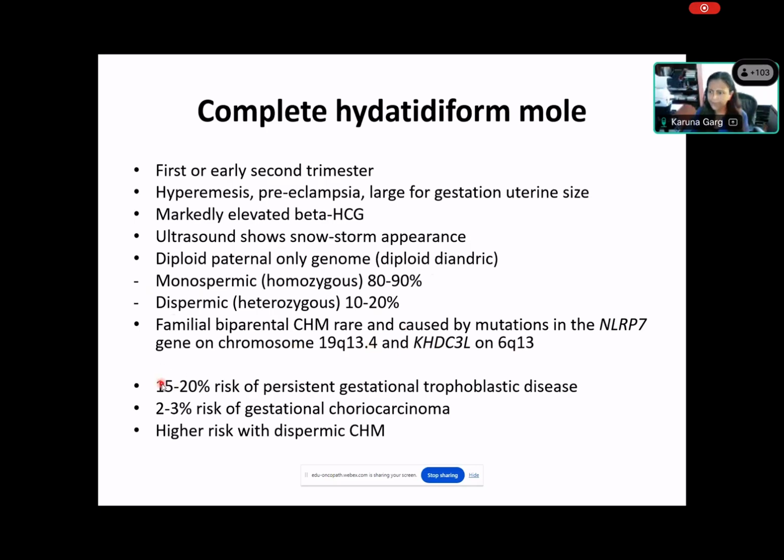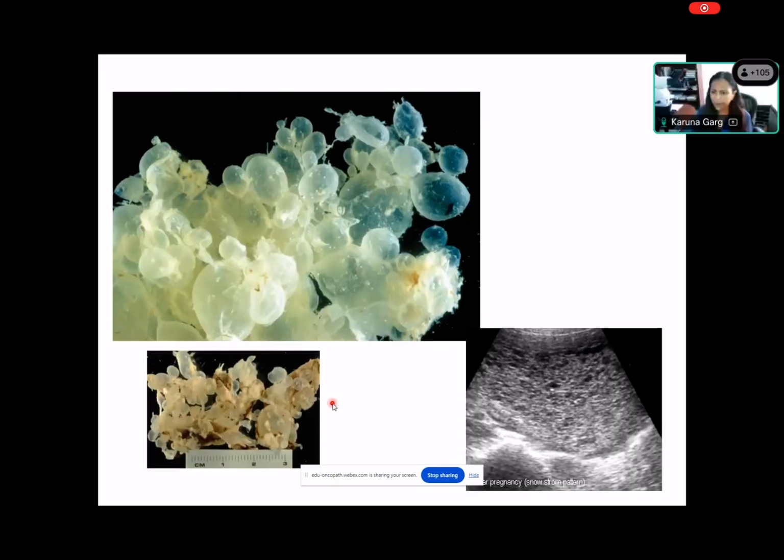The importance of recognizing a complete mole is that it does carry a risk of persistent gestational trophoblastic disease. It's actually pretty high. It's 15 to 20%. The risk for choriocarcinoma is 2 to 3%. And this risk seems to be higher in complete moles that are dispermic or heterozygous, so the minority of these cases. So this is, of course, characteristic gross appearance of a complete mole. We rarely see them like this anymore because most cases are now, at least in the US, detected at early stages. So it's rare to see this gross appearance. But if you do, then you can be fairly certain you're dealing with a complete mole.